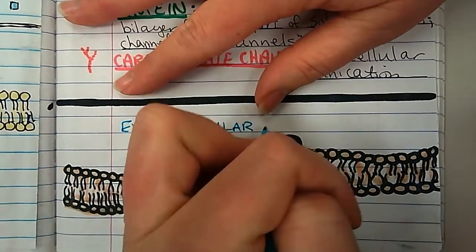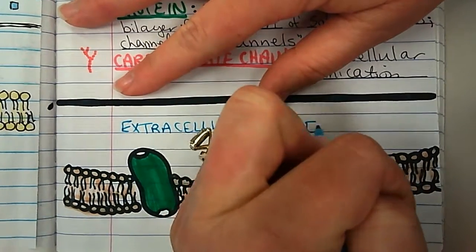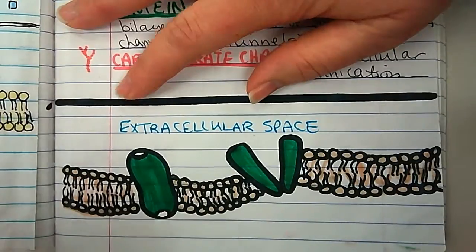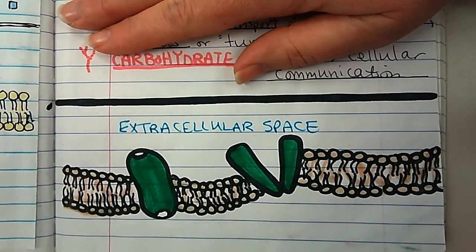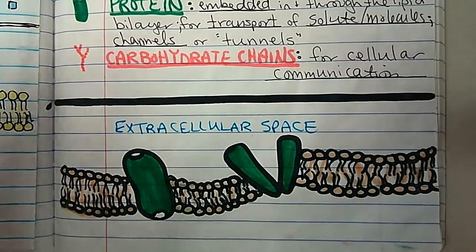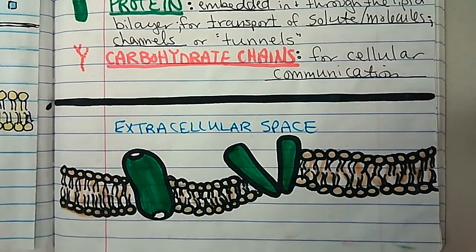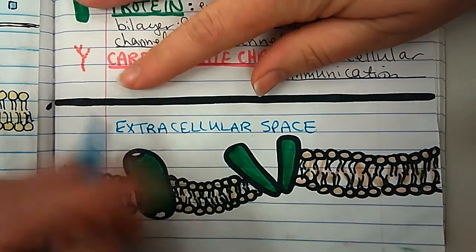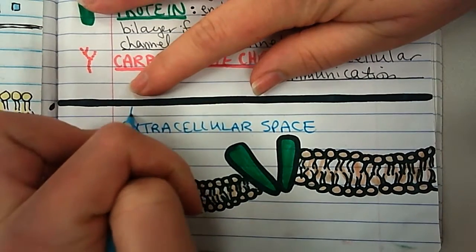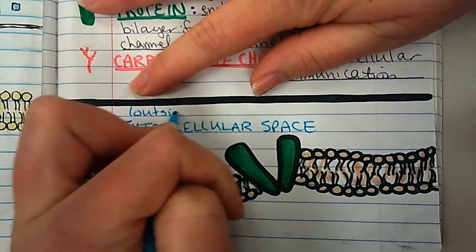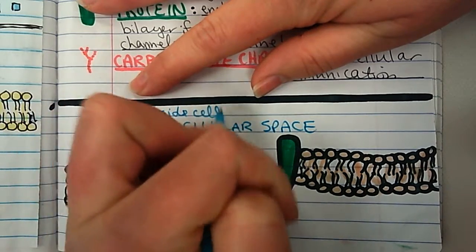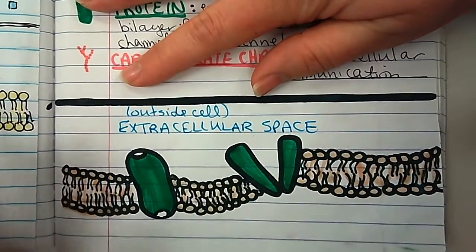Extracellular space. If you've ever heard of extraterrestrial, those are, you know, aliens or whatever outside of our Earth. And extra means outside. So this is outside the cell. Okay, so this is the space outside the cell.